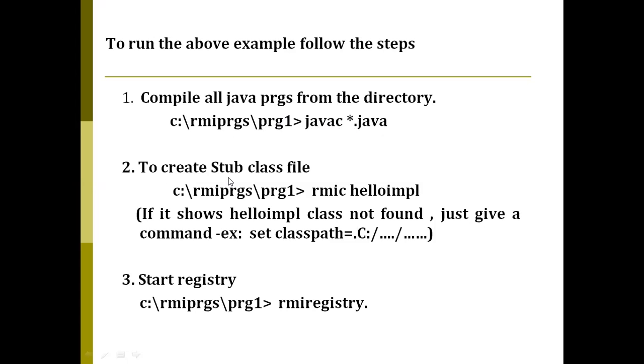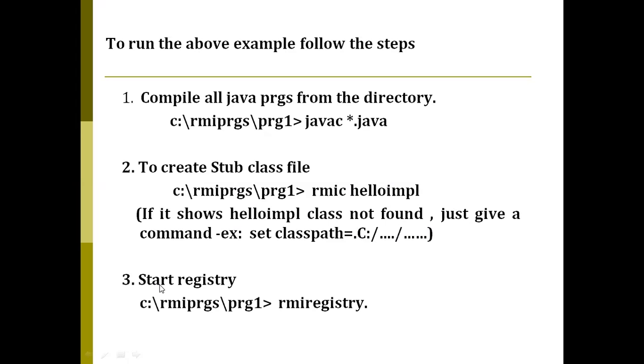Then the next step is to create a stub class file. So on the DOS prompt, I'm going to write RMIC. RMIC is a command to create the stub file, and hello IMPL, this is the name of my second step class file. So RMIC hello IMPL. In any of these steps, if you get any error like class not found, you have to set a class path equal to C:, and wherever your program is. So in my case, it is now C:/RMI prgs/prg1. And then again, try to give the RMIC command.